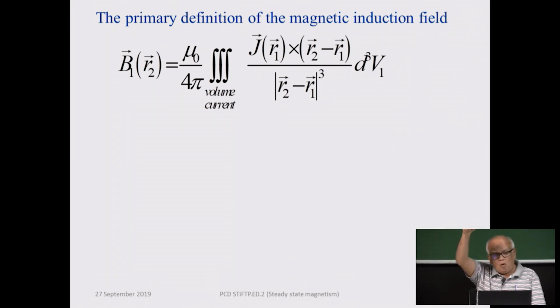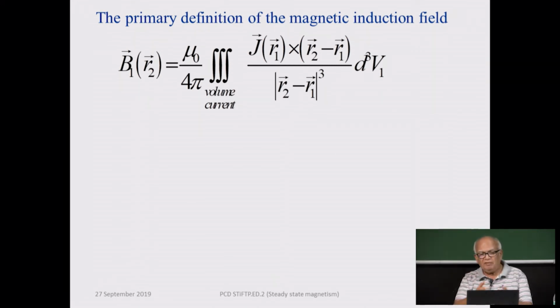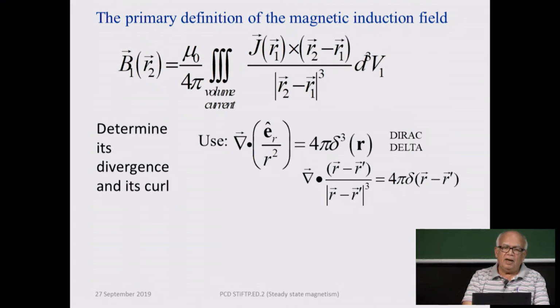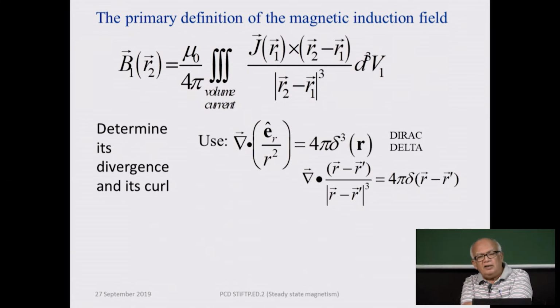Is this true for an arbitrary shaped wire? We can check it out. We have the Biot-Savart law that we know is true no matter what is the shape of the current, right? And we can find, given the Biot-Savart law, what is its divergence and what is its curl.